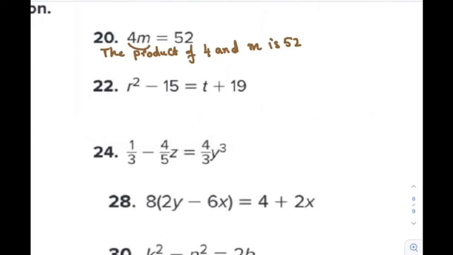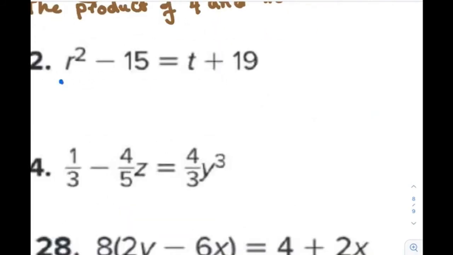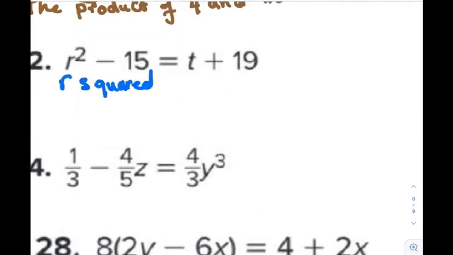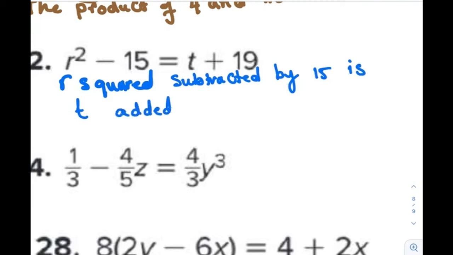What about this one? We can say r squared minus or subtracted by 15 is the same number t, or not the same number, it's another number t, another number plus 19 or added to 19. Okay.